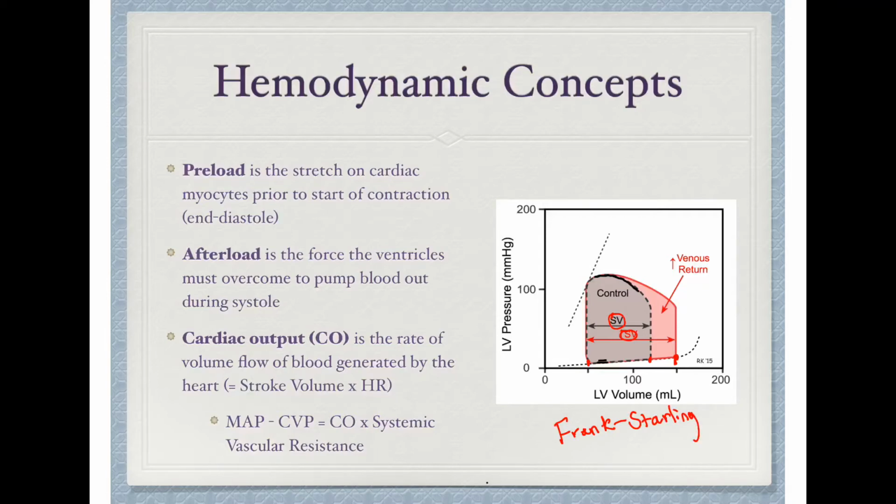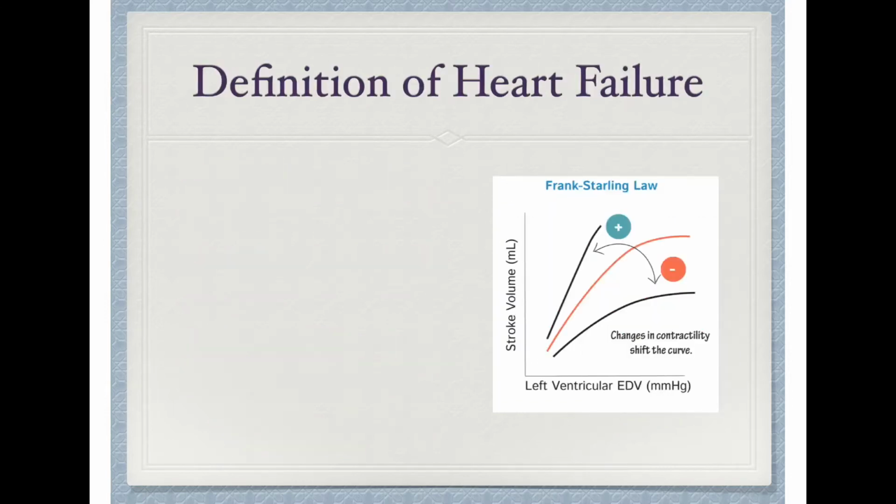And it's essentially a description that the more preload you apply in the heart, the stronger the contraction of the heart and the greater the stroke volume. This is related to the fact that increased stretching of muscles helps to align actin and myosin filaments better, resulting in stronger contraction. With an understanding of this, we can talk about the definition of heart failure.